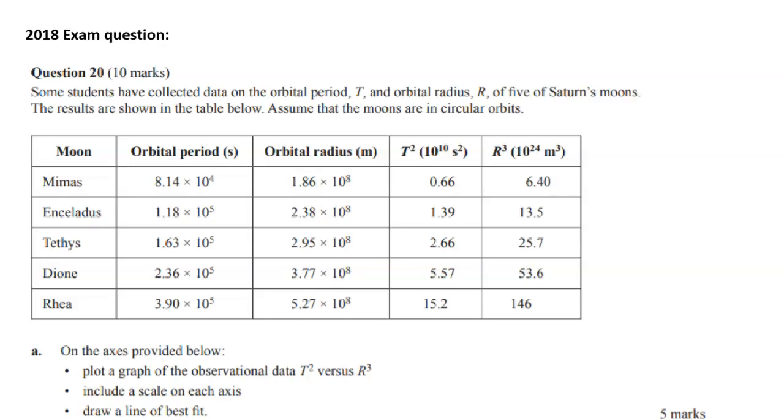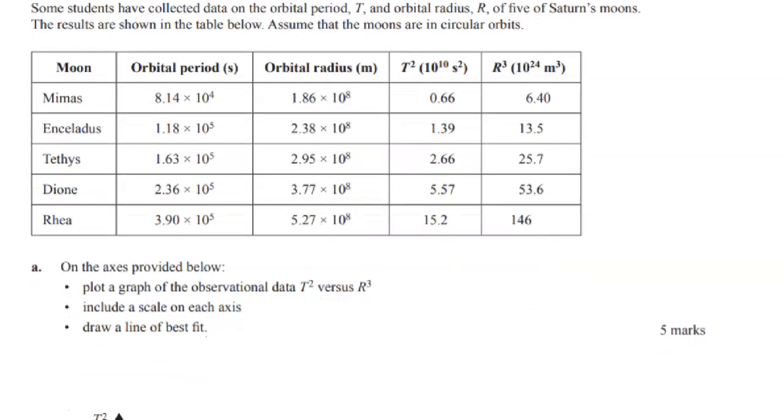Very good. So, bunch of moons. I'm not going to attempt to say their names. We've got the orbital period in seconds. So this is t. And the orbital radius they said is r. Now they very generously have given you the values of t squared and r cubed here. They could have asked you to do that.